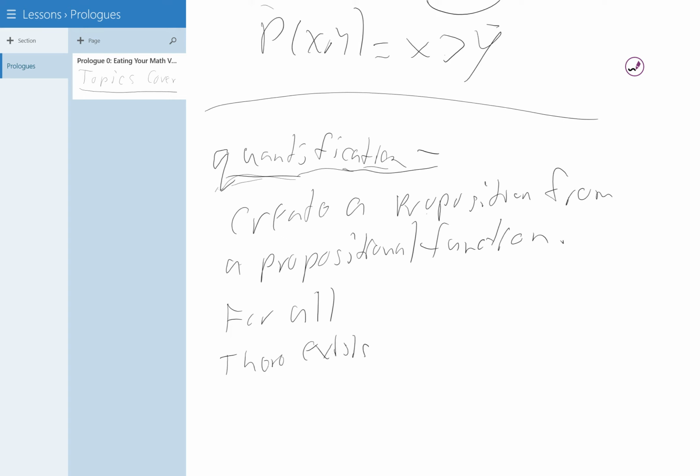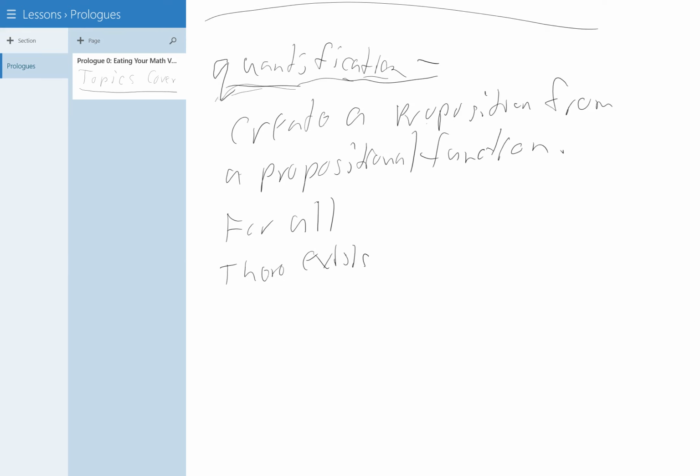So "for all" something, like for all numbers x, you'll say something like for all integers, if the integer is divisible by 2, that means you can divide by 2 and not get a remainder, then that number is an even number or something like that, right? So that's like a for all statement.